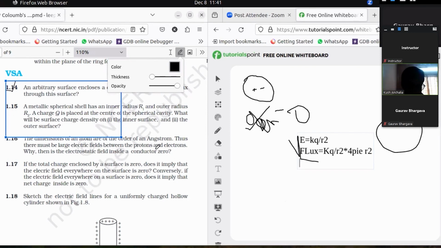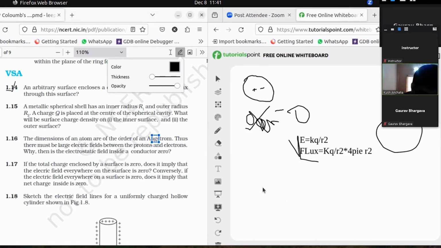The dimension of an atom is of the order of an angstrom, a naught. It is 10 to the power minus 10 meter. Thus there must be a large electric field between the protons and electrons. Why then is the electrostatic field inside a conductor zero? Because of the same thing, plus minus. A dipole is there, plus minus is there, net positive equals net negative. So that's why the electric flux is zero. That's why the electric field inside a conductor is zero.